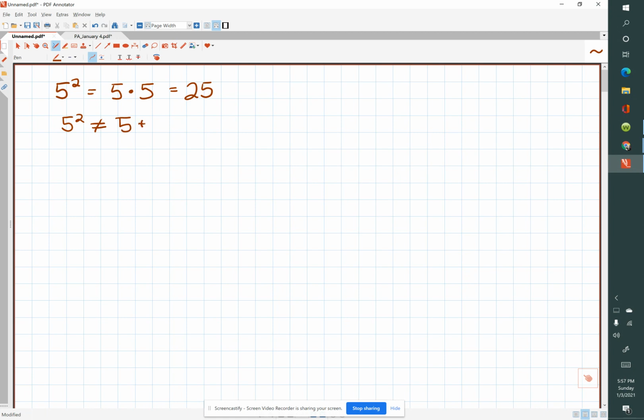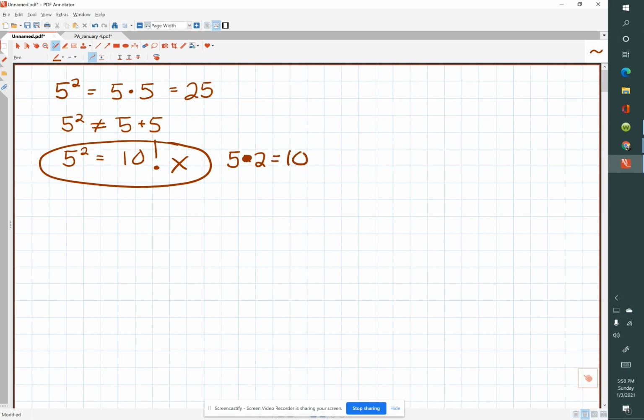5 plus 5. And let me tell you the mistake that I often see. If I ask a student, what is 5 to the second? They'll say, oh, 10. Okay, that is incorrect. That's where my X is. That's wrong. What did this student do? Well, they did 5 times 2. 5 times 2 equals 10.